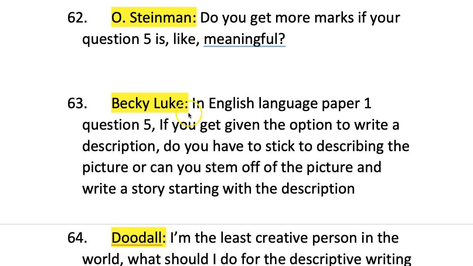Becky Luke, if you get given the option to write a description, do you have to stick to the picture, or can you stem off and start writing a story? No, don't turn your description into a story. However, if you mean, can you use the picture to write the story in the story question? Yes. So you can use whatever's in the description question to inform what you want to write in the narrative question, but make sure you're writing an answer to the narrative question.